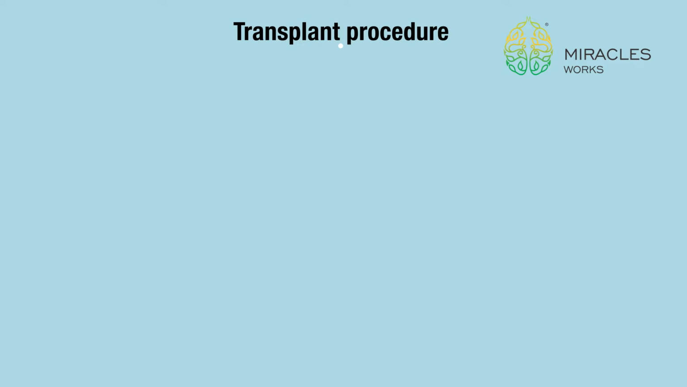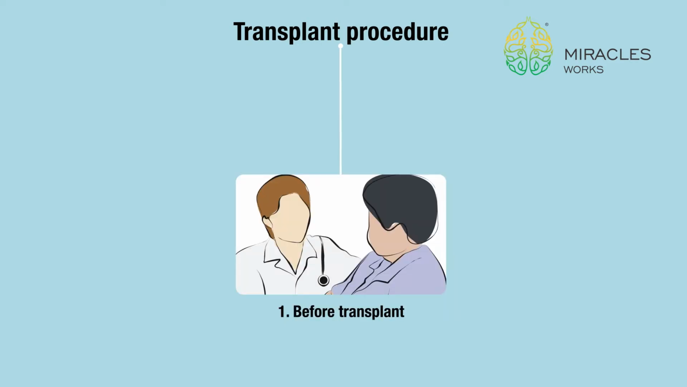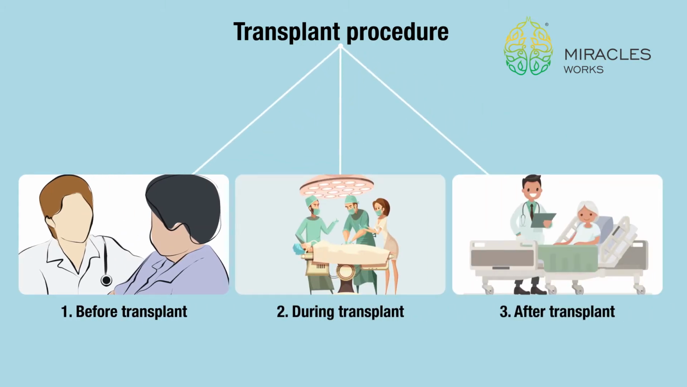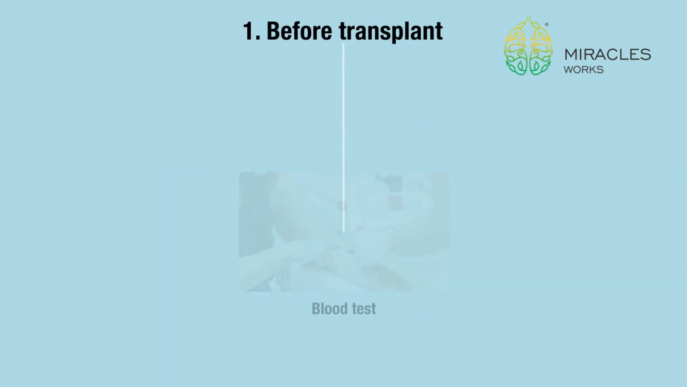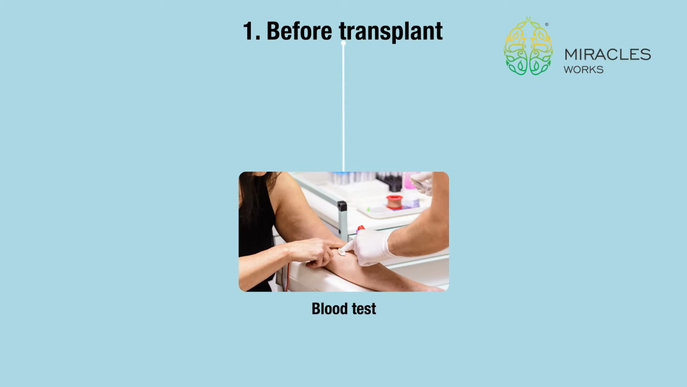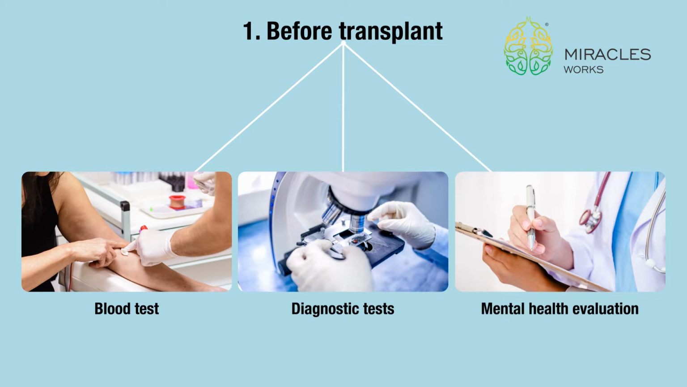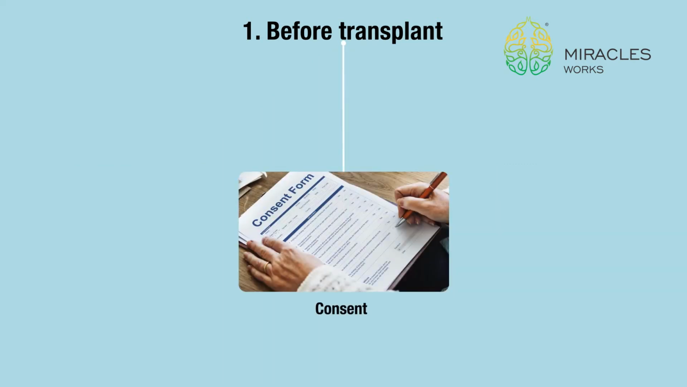For ease of understanding, let's divide entire process into 3 parts: 1 before transplant, 2 during transplant, 3 after transplant. Blood test is done to ensure the donor's kidney is an appropriate match for you. Diagnostic tests are done to check your health status and diagnose infection and cancer. A mental health evaluation. Before the procedure, you would be explained about surgery and consent would be taken.